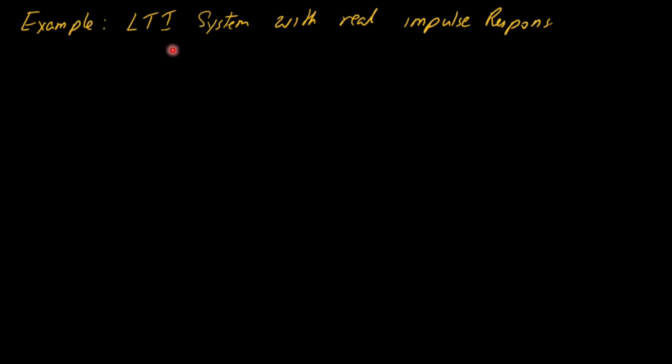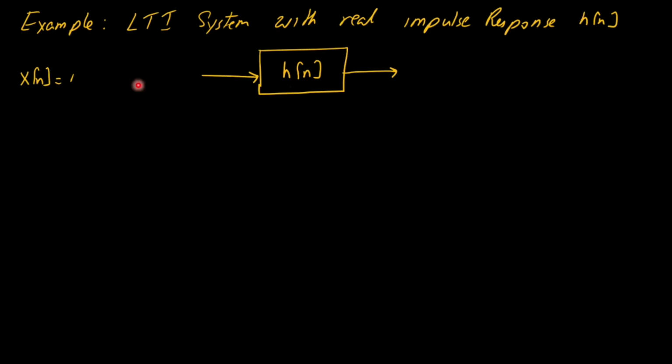And that example is again a linear time invariant system with the real impulse response h of n. That is, we have a system which is having a real impulse response h of n. And now we are giving an input x of n which is not a complex exponential but rather a trigonometric function, and that is A cos(omega naught n plus phi). Phi is simply the phase shift. And we are interested in the output y of n.